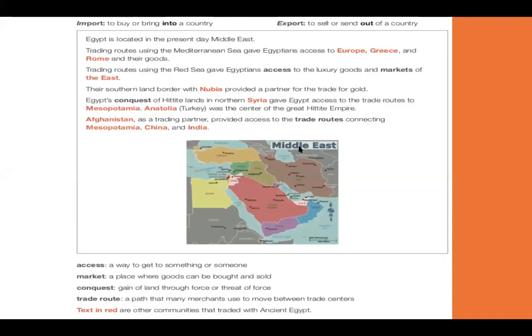So now let's take a look at this map. This is a map of the Middle East. Egypt is located in the present-day Middle East. Trading routes using the Mediterranean Sea gave Egyptians access to Europe, Greece, and Rome and their goods. Trading routes using the Red Sea gave Egyptians access to the luxury goods and markets of the East. Their southern land border with Nubia provided a partner for the trade for gold. Wow.